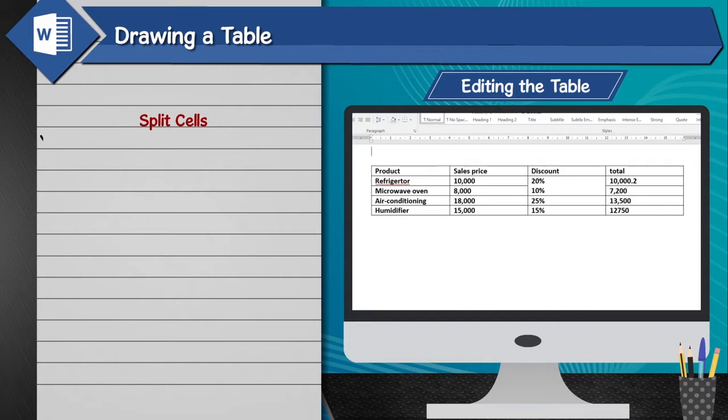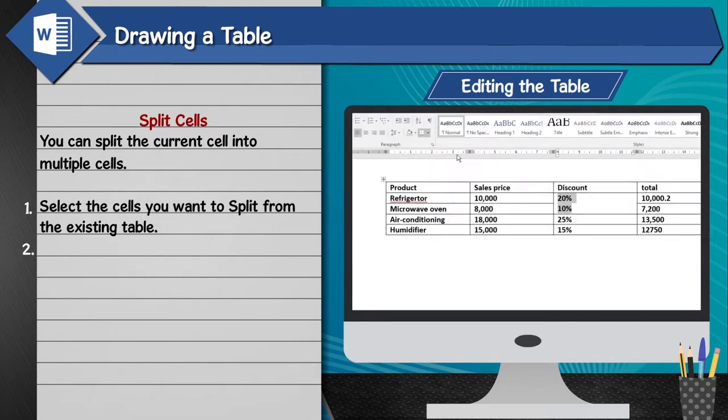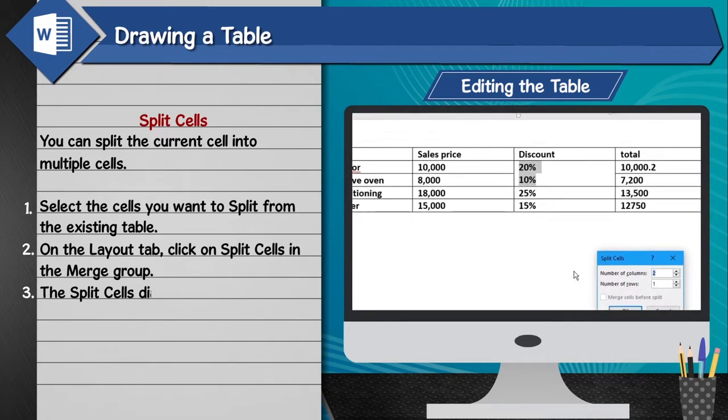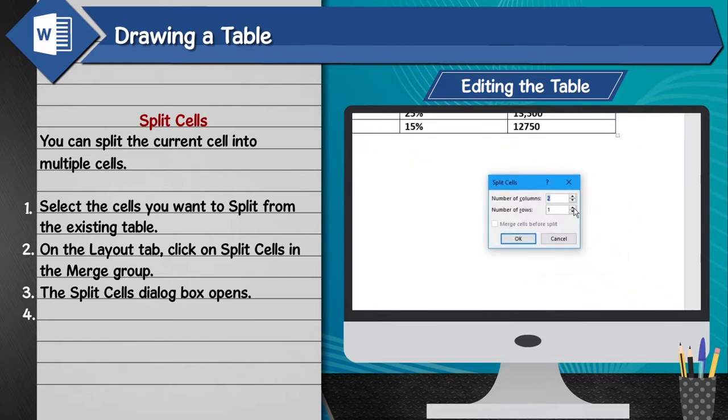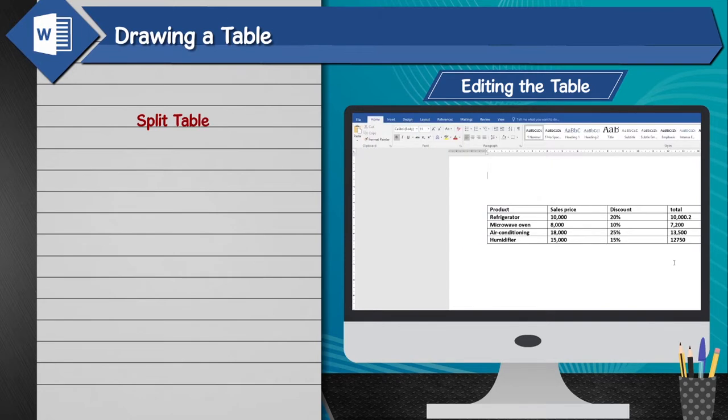Split cells. You can split the current cell into multiple cells. 1. Select the cells you want to split from the existing table. 2. On the Layout tab, click on Split Cells in the Merge group. 3. The Split Cells dialog box opens. 4. Set the number of columns and rows you wish to split. 5. Click on OK.